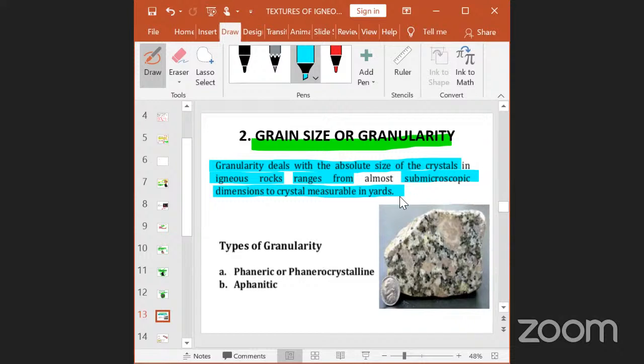The following textures have been recognized based on the granularity of minerals. If the minerals in the rocks are big enough to be seen by the naked eye, the texture depends on the types of granularity. Those are phaneric or phanerocrystalline, and aphanitic, right? Phaneric and aphanitic.